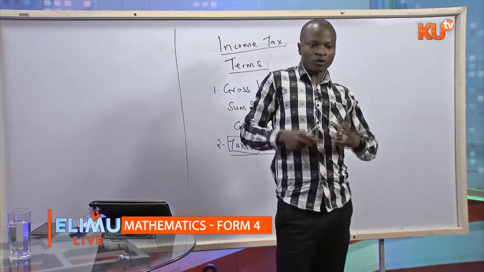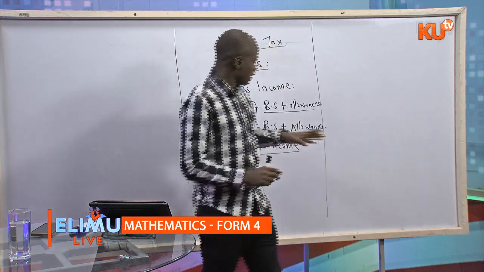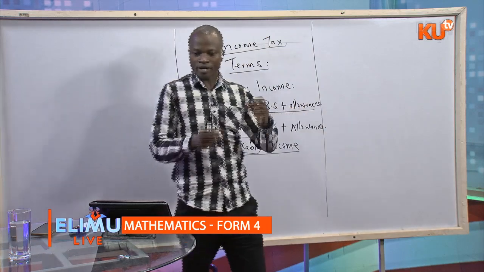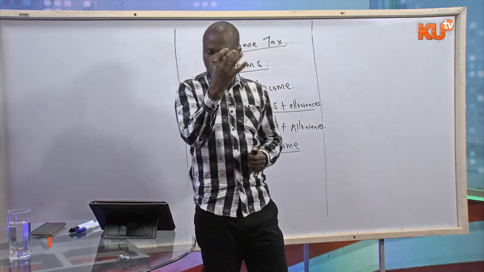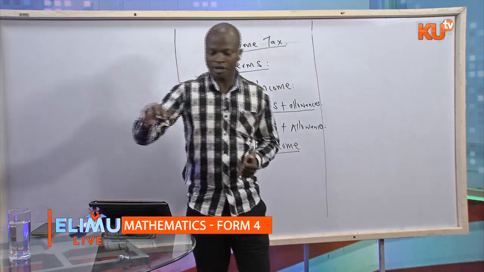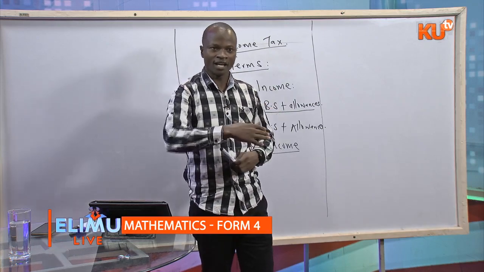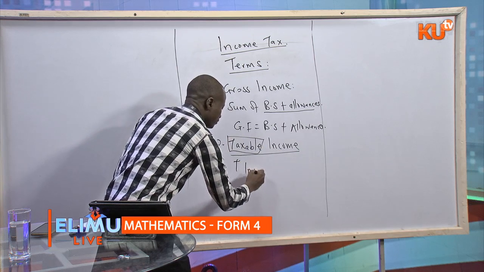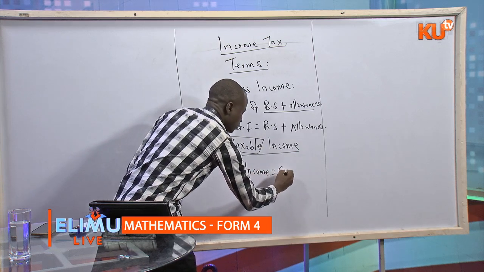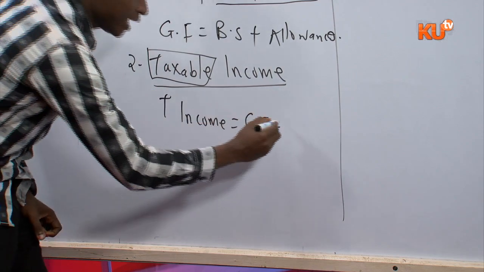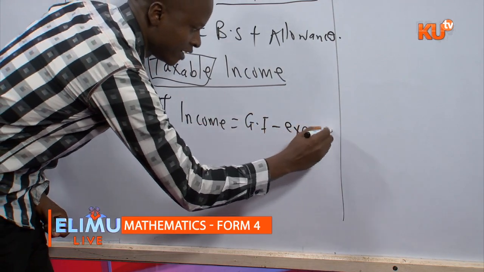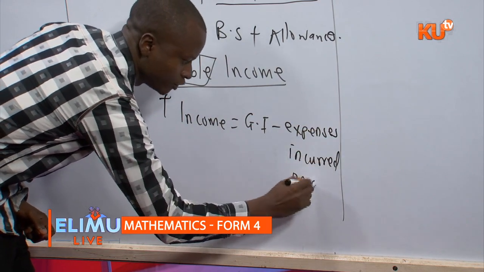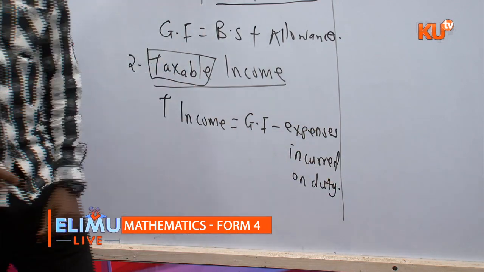Now, if you are employed by a company, we have already talked about gross income, which is your basic salary plus all allowances. So to get the taxable income, we take your gross income minus all other special benefits or expenses incurred while you are on duty. So in other terms, taxable income is equal to the gross income minus expenses incurred while on duty.